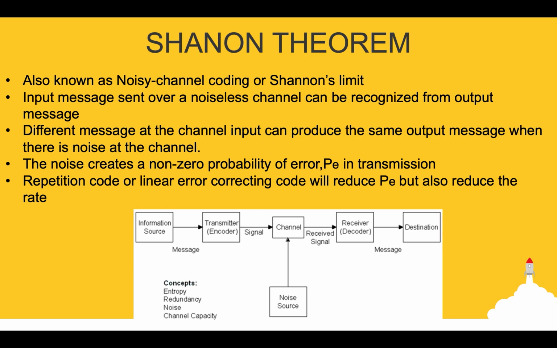However, when noise is introduced to the channel, different messages at the channel input can be produced at the same output message. Thus, noise creates a non-zero probability of error (PE) in transmission. The repetition code or linear error correcting code will reduce PE but also reduce the rate. So these are examples of the block diagram for a system involving the usage of Shannon theorem.